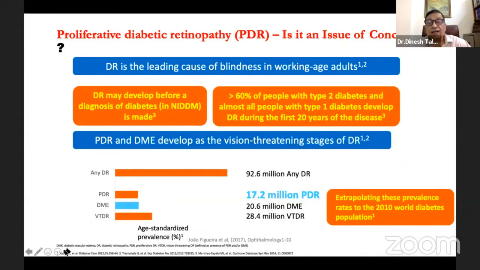So now, is PDR really as much of an issue as we are trying to make it out to be? Well, the fact is that though diabetic macular edema is 5 times more common than PDR-related blindness, what DME causes is moderate vision loss, and what PDR causes is severe vision loss. And the number of cases is not less, almost 17 million, as opposed to 20 million of DME. So we have a huge number of cases that need to be tackled.